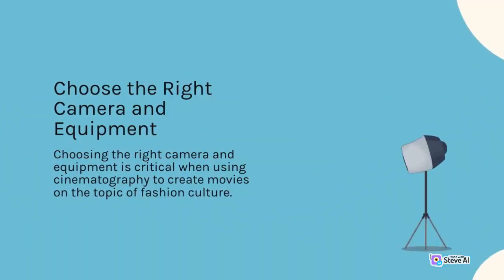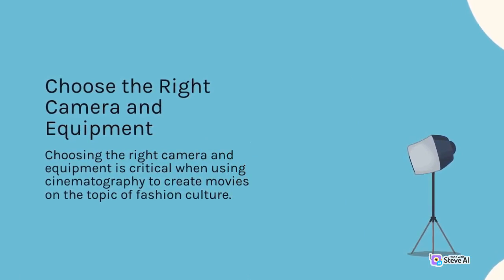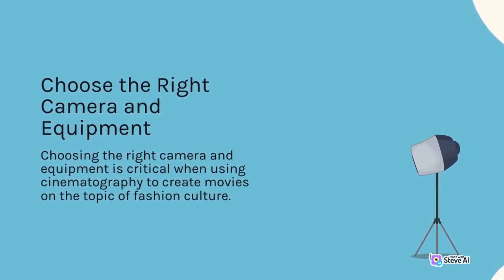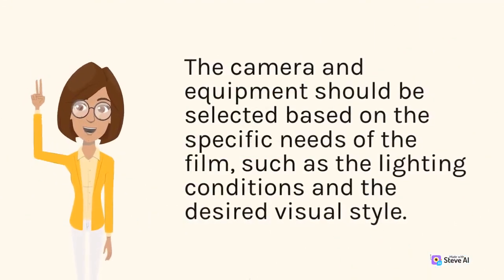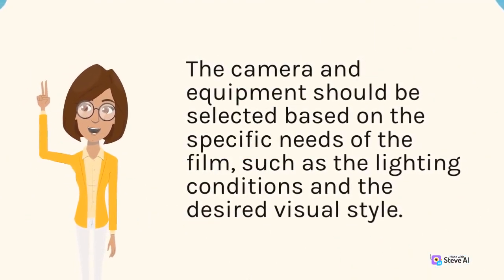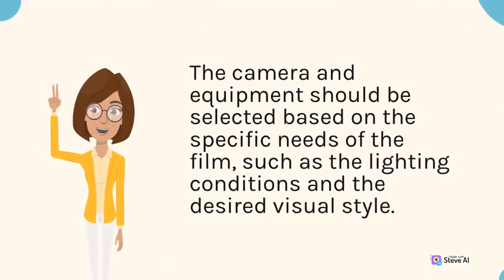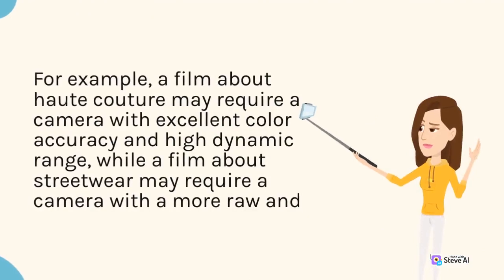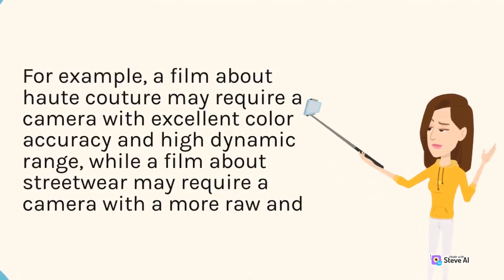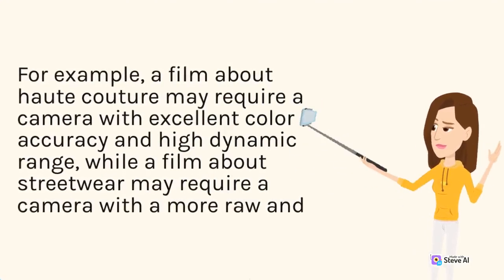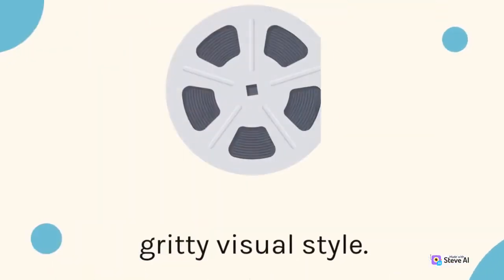Choose the right camera and equipment. Choosing the right camera and equipment is critical when using cinematography to create movies on the topic of fashion culture. The camera and equipment should be selected based on the specific needs of the film, such as the lighting conditions and the desired visual style. For example, a film about haute couture may require a camera with excellent color accuracy and high dynamic range, while a film about streetwear may require a camera with a more raw and gritty visual style.